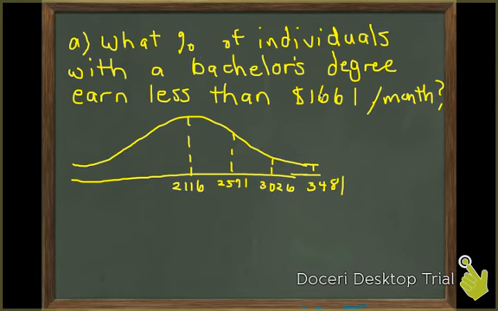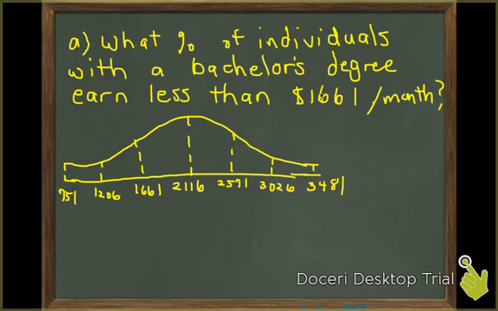3481. Okay, going to the left, when we subtract 455, the first standard deviation to the left would be at 1661. The second one would be at 1206, and then 3 standard deviations to the left would be at 751. So now we kind of know where all of our values lie.